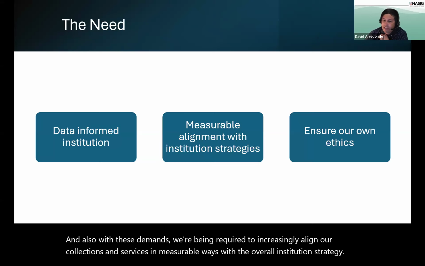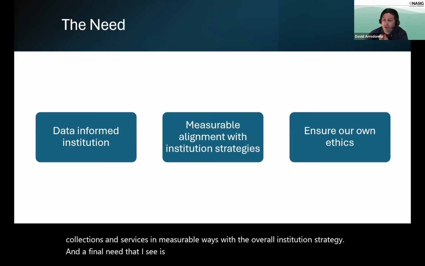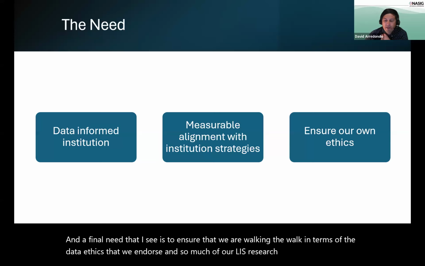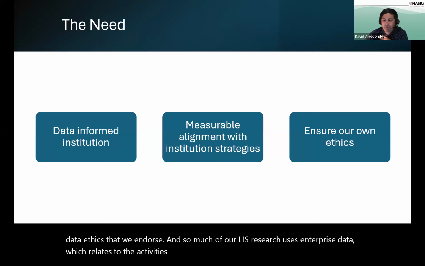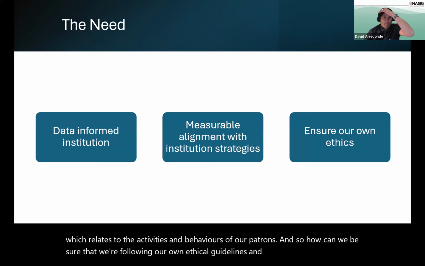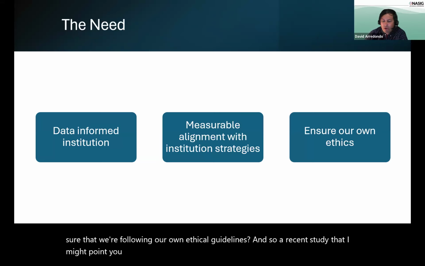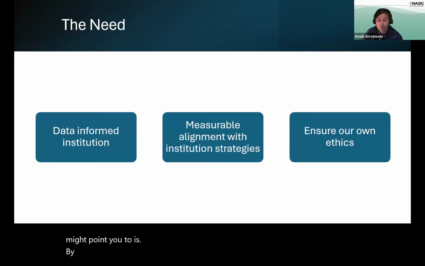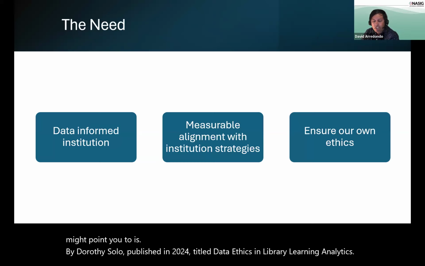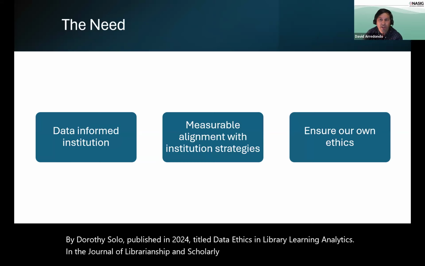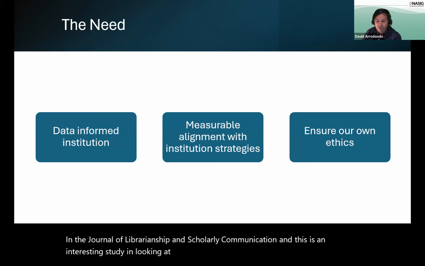And a final need that I see is to ensure that we are walking the walk in terms of the data ethics that we endorse. So much of our LIS research uses enterprise data, which relates to the activities and behaviors of our patrons. And so how can we be sure that we're following our own ethical guidelines? A recent study that I might point you to is by Dorothy Salo, published in 2024, titled Data Ethics in Library Learning Analytics in the Journal of Librarianship and Scholarly Communication. This is an interesting study in looking at how patron data is used in library learning analytics through an ethical lens.